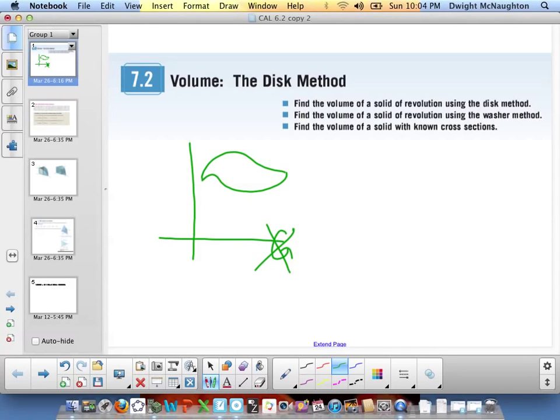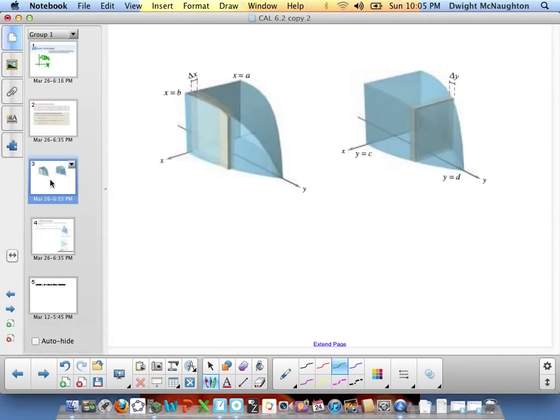Today, what we're going to do is take this figure there, whatever it is, and build on top of it. We're going to build in such a way that there are shapes on top. You could have squares up top, rectangles up top, or even semicircles or triangles on top. So we're going to build with known cross sections: squares, semicircles, rectangles, triangles. It's going to kind of look like this.